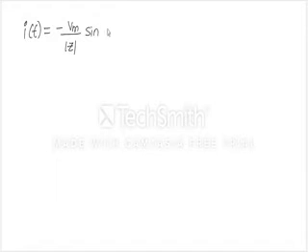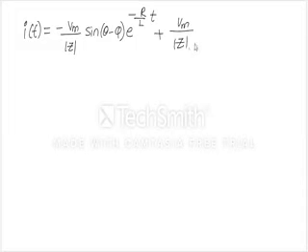Then I can get this expression. What can I get as the final expression now? C1 is minus Vm by mod z into sin of theta minus phi into e power minus R by L into t, plus Vm by mod z into sin of omega t plus theta minus phi. Now this is the complete expression of current. This is the complete response equation.